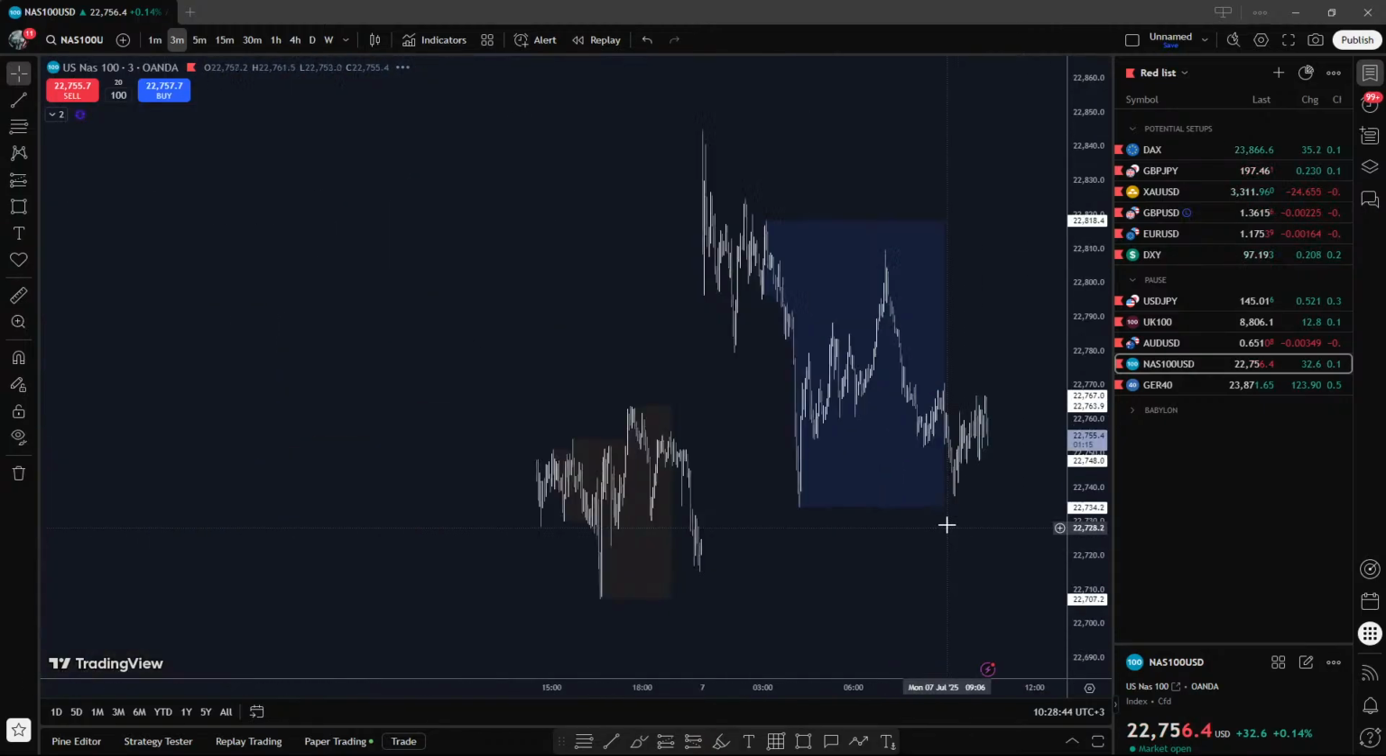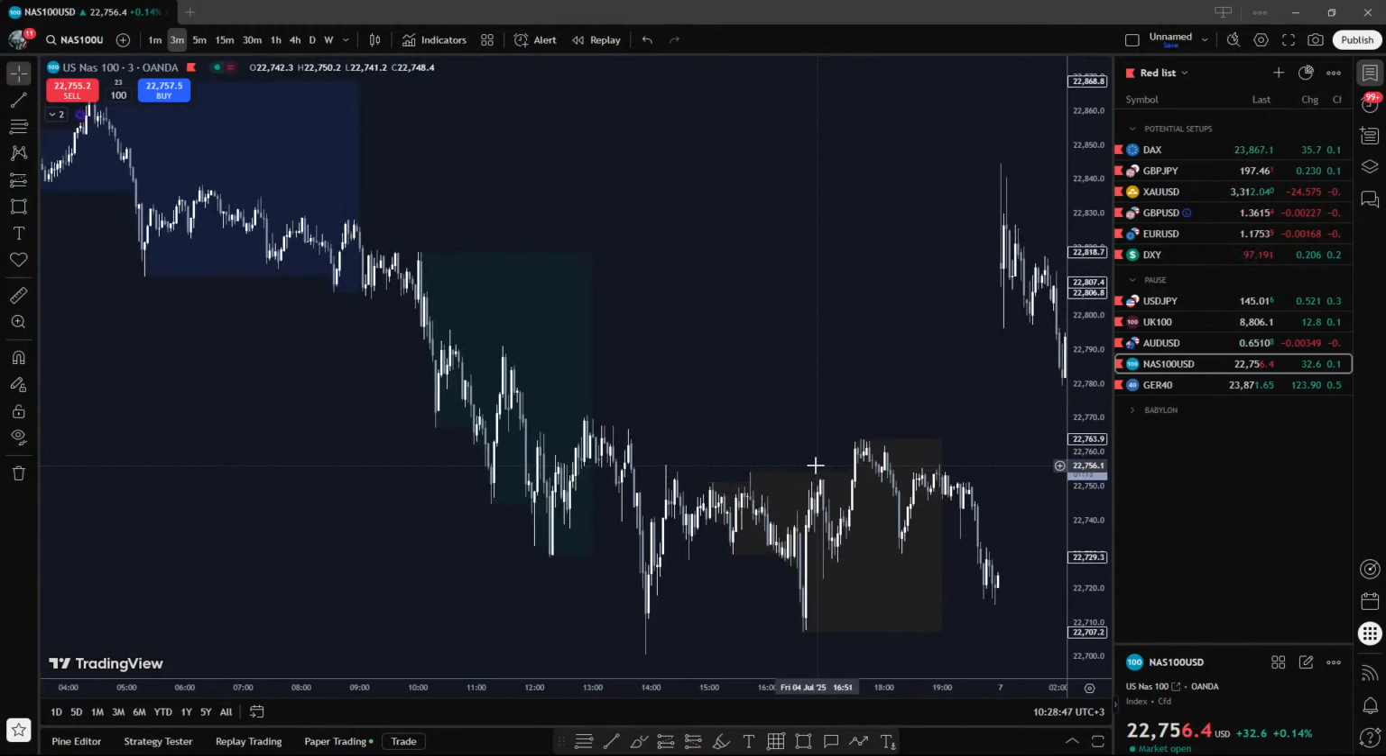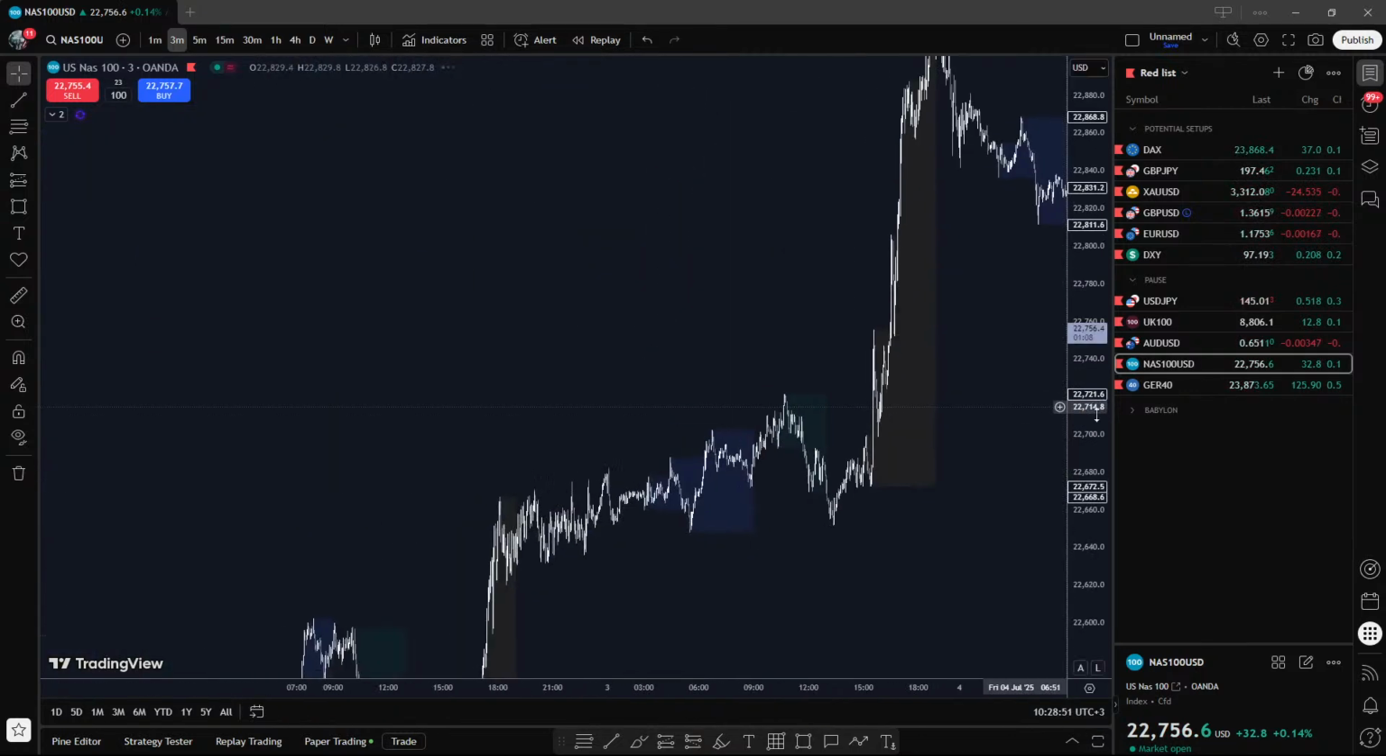This is probably gonna retrace as well. Nasdaq. God damn, Nasdaq had no volatility really for Friday. I mean, it kind of makes sense.